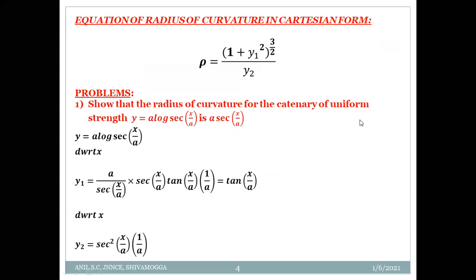Let's start. What we solved so far: the curve was expressed in terms of polar coordinates. They are called polar curves, and we found the radius of curvature in the case of polar curves. Now we shall take up a few Cartesian curves. Equation of radius of curvature in Cartesian curve.